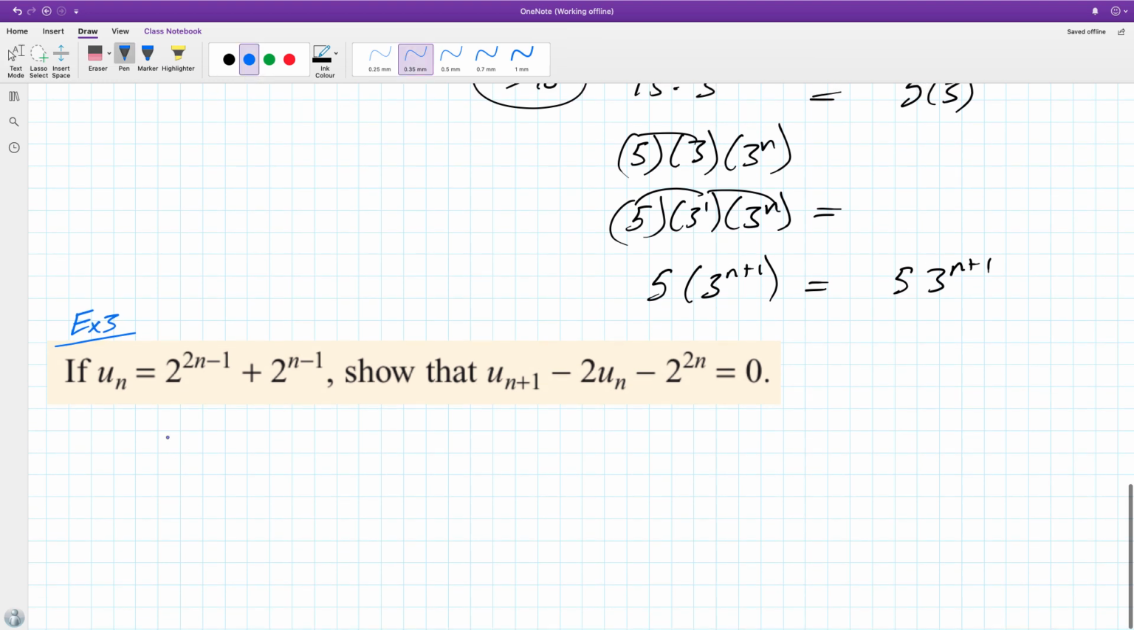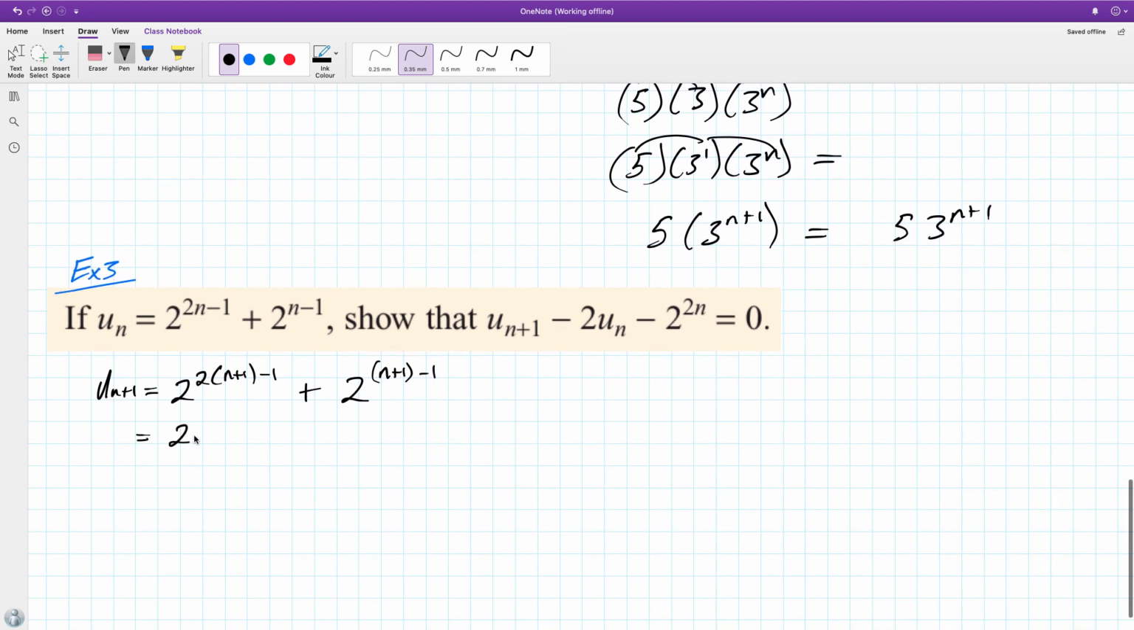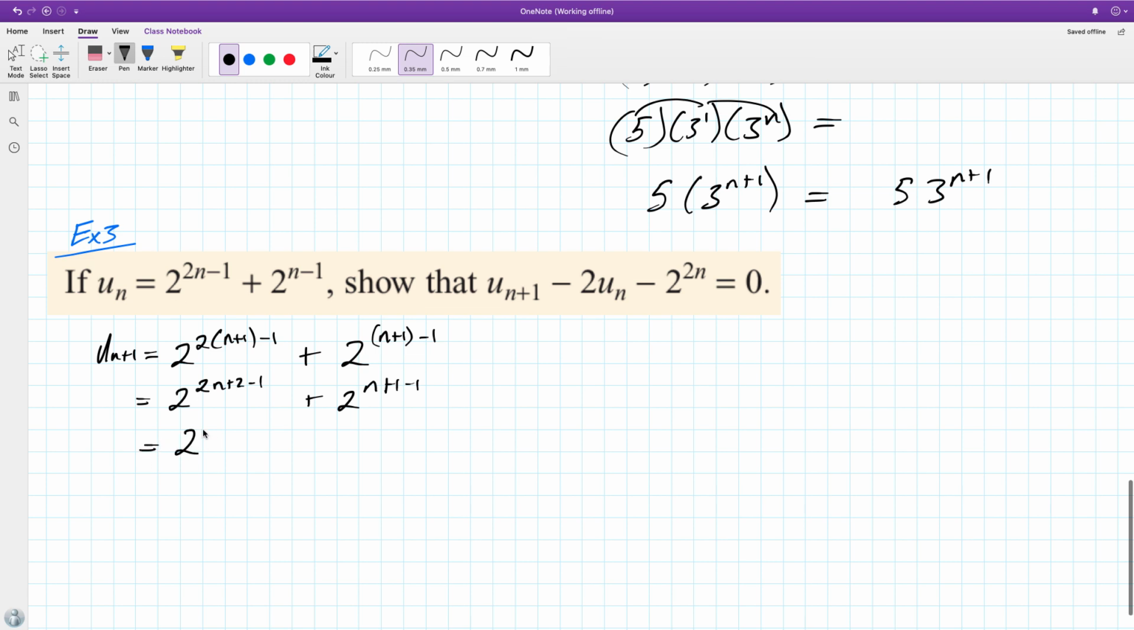So, un is equal to 2 to the power 2n minus 1 plus 2 to the power of n minus 1. Un plus 1 is equal to 2 to the power of 2 times n plus 1 minus 1 plus 2 to the power of n plus 1 minus 1, which is equal to 2 to the power of 2n plus 2 minus 1 plus 2 to the power of n plus 1 minus 1, which is equal to 2 to the power of 2n plus 1 plus 2 to the power of n. Is that right? There is my un plus 1 value.